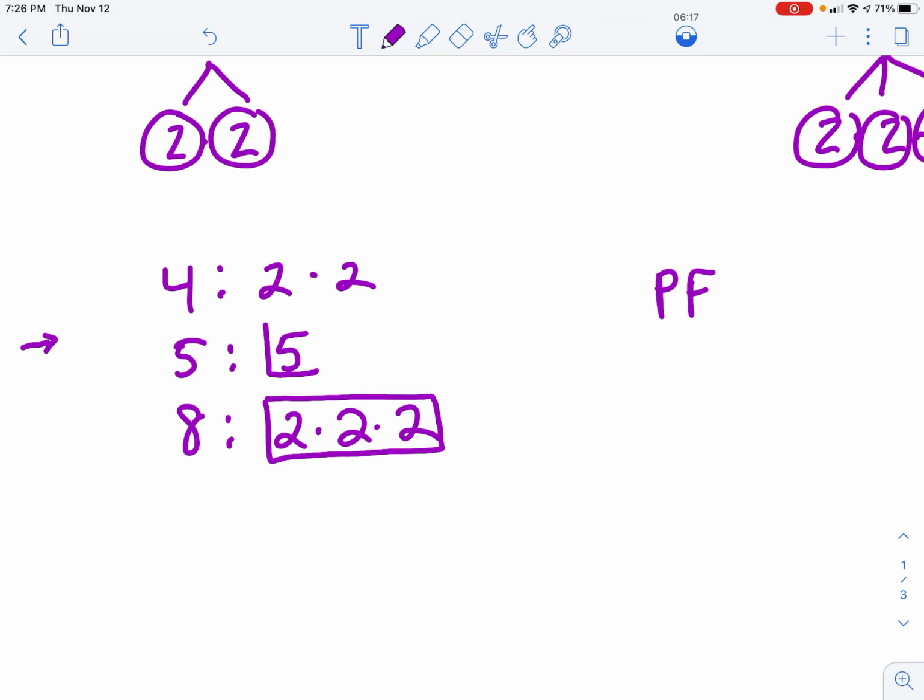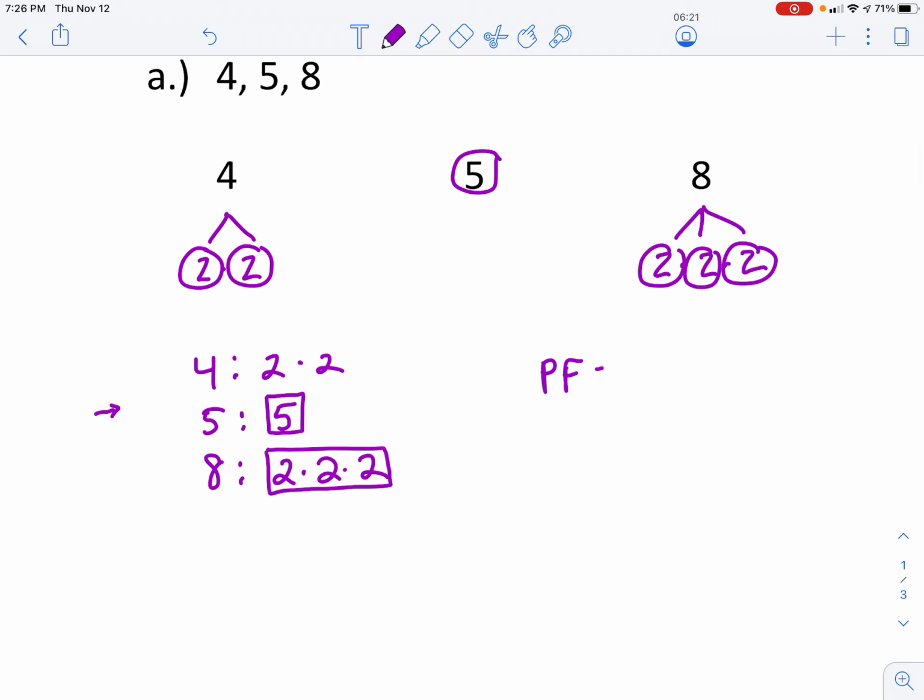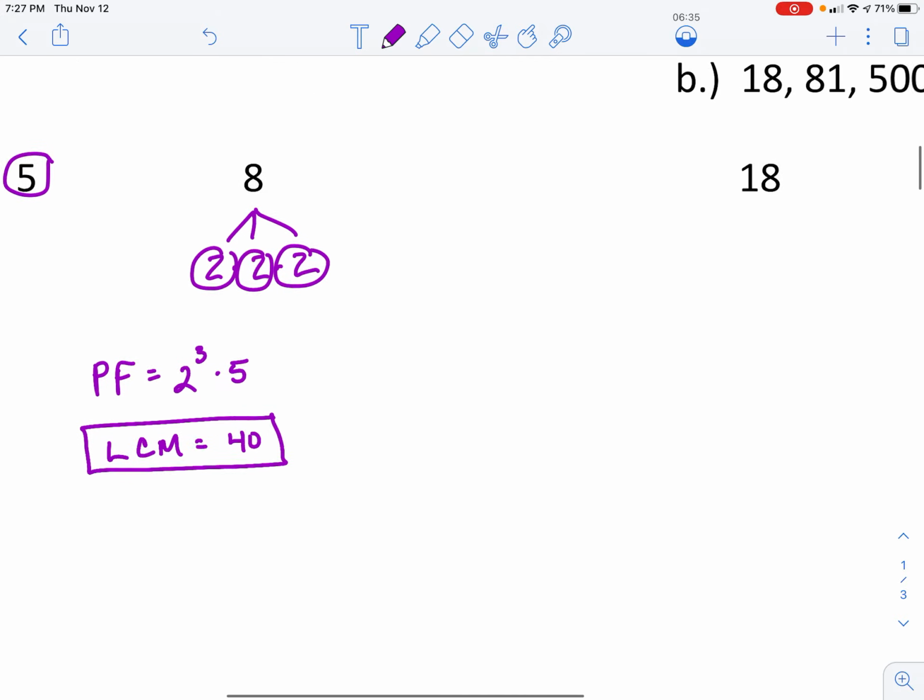Okay, and then of course I have a 5 here, and that's the only time it occurs, so I have to pull that out. So my prime factors here are 2 to the 3rd power times 5. And when you make that multiplication, you're going to end up with 8 times 5, which is 40. And that's another way to find the least common multiple.